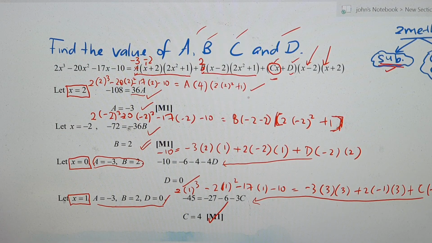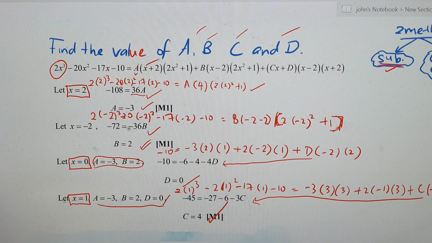Now if you don't want to do the substitution method, you can do the compare coefficient method, but it's a lot more, I would say, tedious, because you have to expand. For example, this. In order to get the x cubed term, you have to expand. So this times this times this will give you x cubed. This times this will give you x cubed. This times this will give you x cubed. So it's a lot more work.